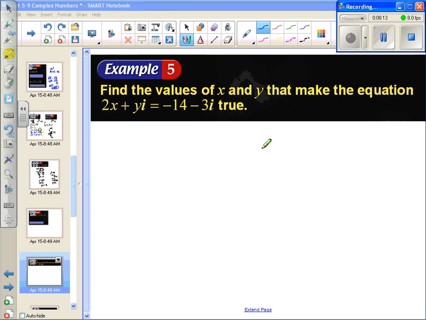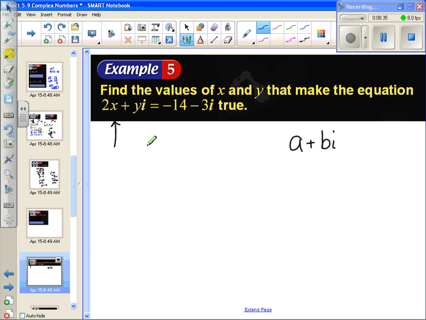Here's a problem that might look kind of complicated, but it's really not. Find the values of x and y that make this equation true. And really all you have to do is match up the real number part to the imaginary part. Remember I'd said a plus bi is the general form? Well, the part without the i is the real number part, and the part with the i is the imaginary part. So when you do this, the 2x matches to the negative 14.